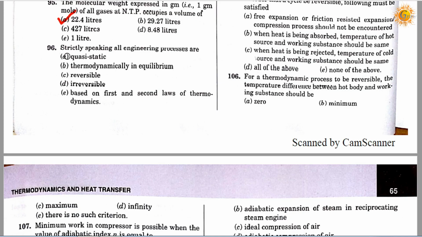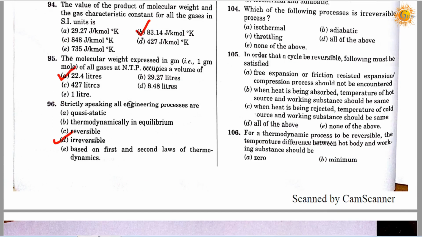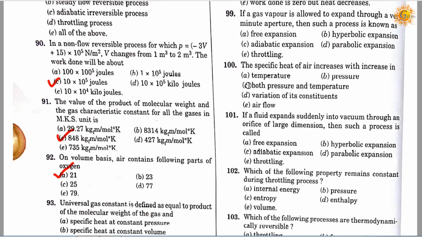Question number 96. Strictly speaking, all engineering processes are option A quasi-static, option B thermodynamically in equilibrium, option C is reversible, option D is irreversible. Option E is based on first and second law of thermodynamics. So the correct answer is D. They all are irreversible.